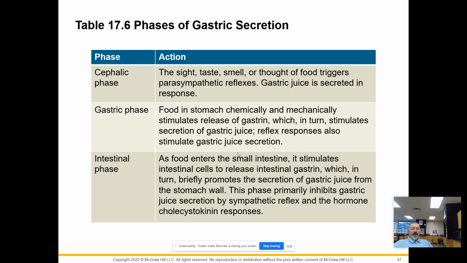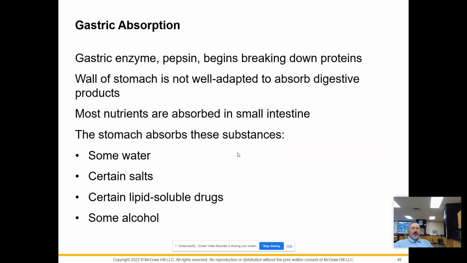The gastric phase, this is going to have the actual release of gastrin, where it's going to cause other gastric juices and reflexes to help in the secretion of gastric juices, which is going to cause more and more of this digestion. Once it gets to this point and the creation of this chyme, it's then going to move into the intestinal phase, where the walls of the intestines are going to be absorbing these nutrients as it's moving through.